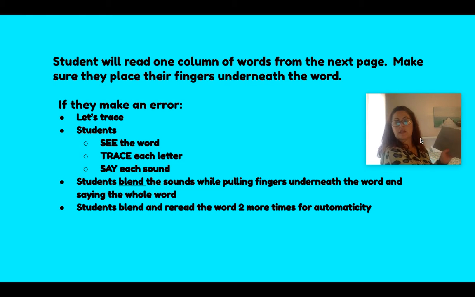They need to be looking at the word hat and tracing at the same time. And then they're going to say each sound, and then pull their fingers underneath, hat, for the blending section of the sounds. And they're going to do that 3 times. Hat, hat. They will do that for a total of 3 times to help with that error correction and for automaticity.